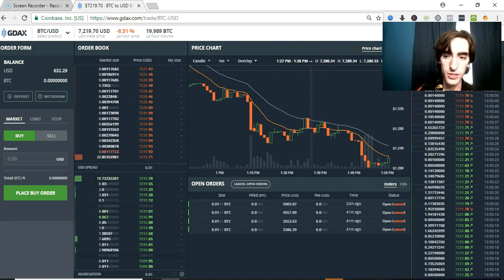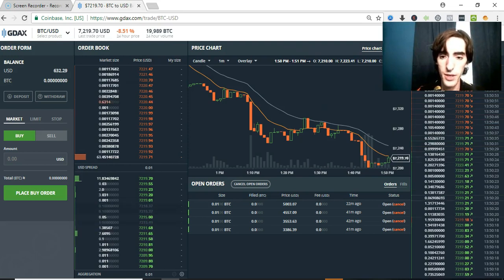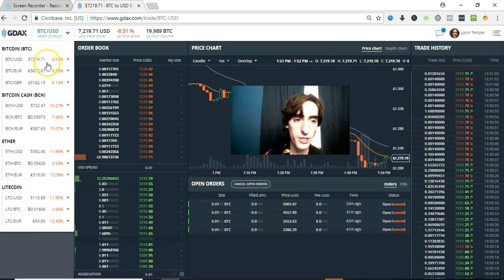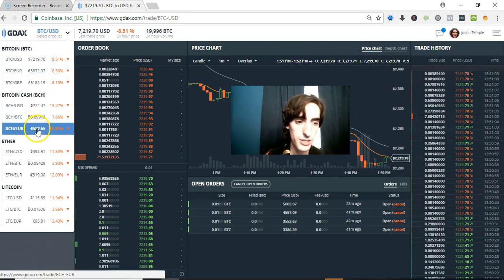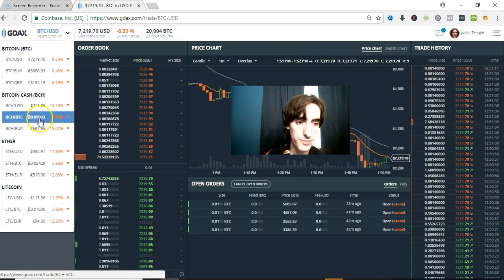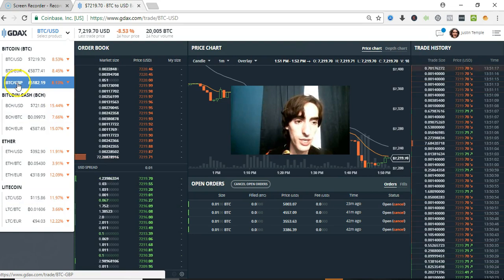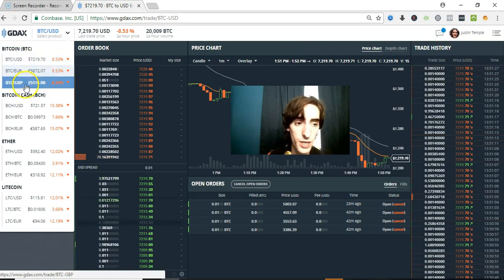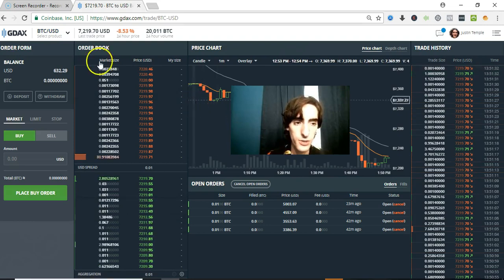First of all, let's go over the basic layout for any very beginners. You've got the GDAX logo, and then you can trade all these different coins. You can trade them against Euro, you can even trade them against Bitcoin, and then Bitcoin can be traded against GBP as well. So you can use these coins to trade against Bitcoin, Euro, or US dollar, and Bitcoin itself can be traded against USD, Euro, and GBP. So those are the coins.